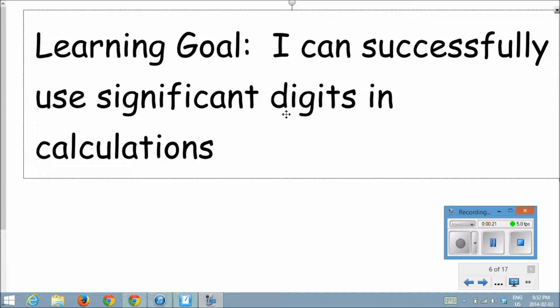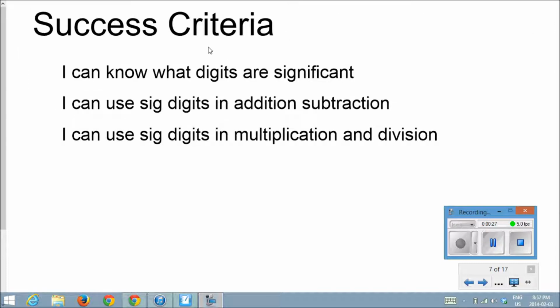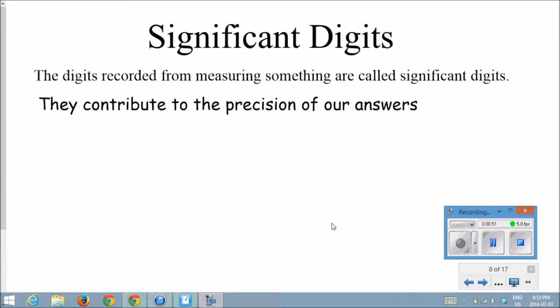So today what we're doing is we're learning about significant digits. Particularly, we're learning how to use them in calculations. Success criteria is a fancy word that teachers are using nowadays. It's pretty popular, but it breaks down the learning goal into specific things that you're going to be able to do. The first thing that you're going to be able to do is determine what digits are significant, and you're going to figure out how to use significant digits in addition and subtraction, and finally using significant digits in multiplication and division.